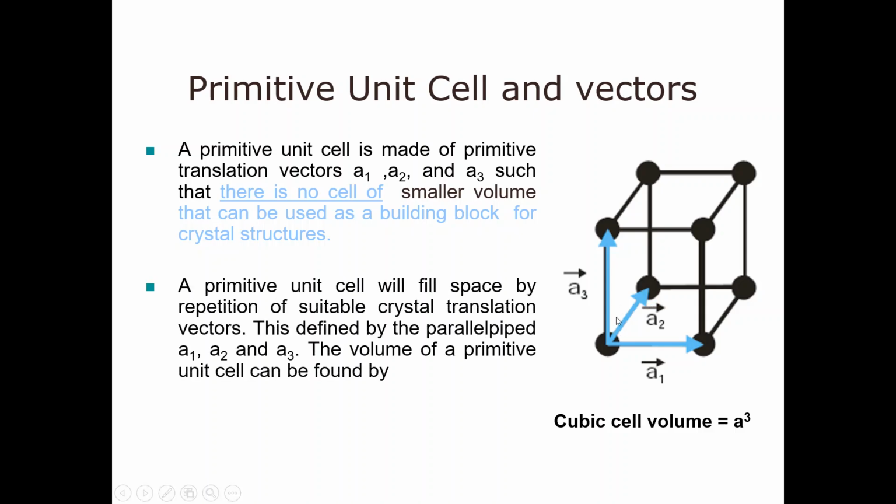A primitive unit cell will fill the space by repetitions of suitable crystal translation vectors. This is defined by the parallelepiped A1, A2 and A3. The volume of the primitive unit cell can be found by the vector product. You can see it here. So V is equal to A1 dot A2 cross A3. It's a vector product. Thus we can find the volume of the primitive unit cell.